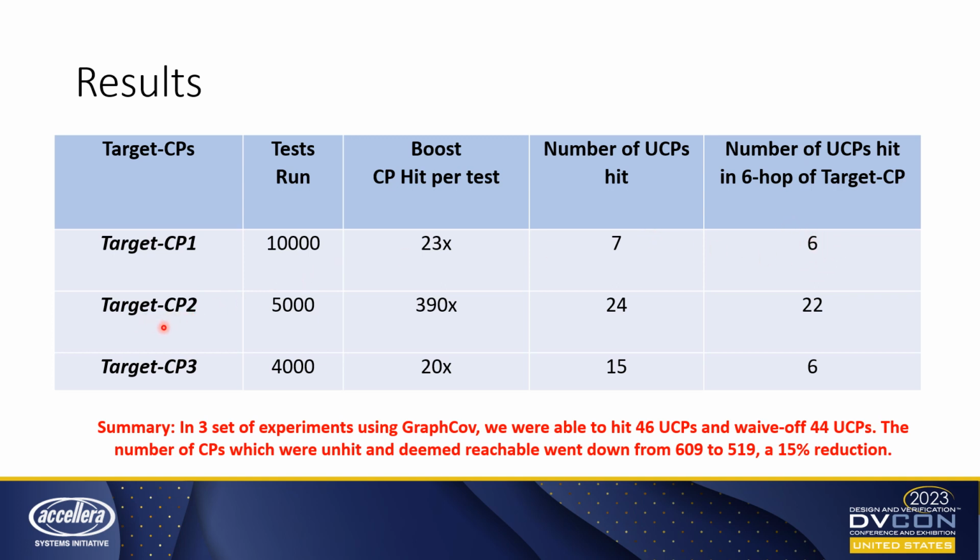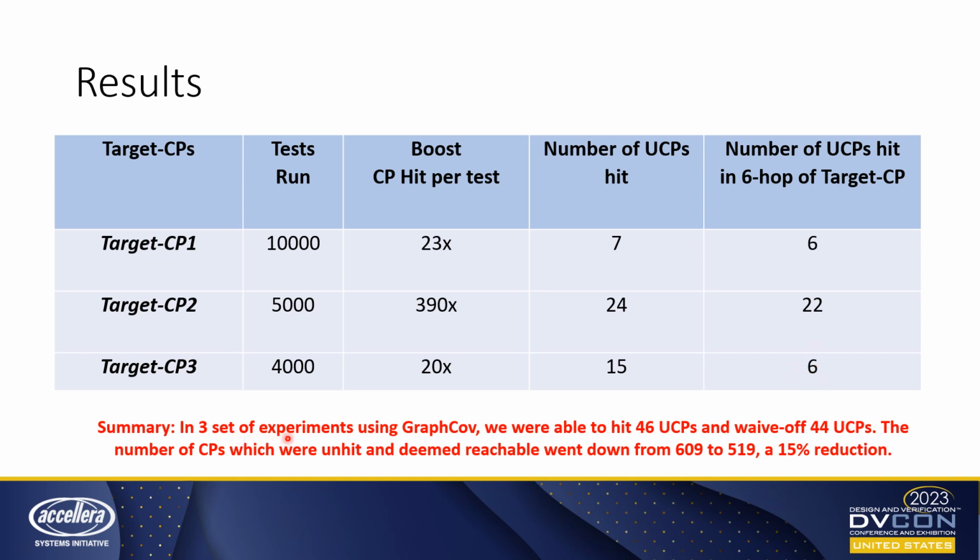Similarly, for target CP2, after running 5,000 tests using the directed knobs, we were able to boost the CP hit per test by 390x. And in this case, the number of UCPs that were hit was 24, and 22 of them belonged to the neighborhood of the target CP, and 2 were outside. Similarly, for target CP3, we were able to boost the CP hit per test by 20x, and we hit 15 UCPs, and 6 of them belong to the sub neighborhood of the target CP.